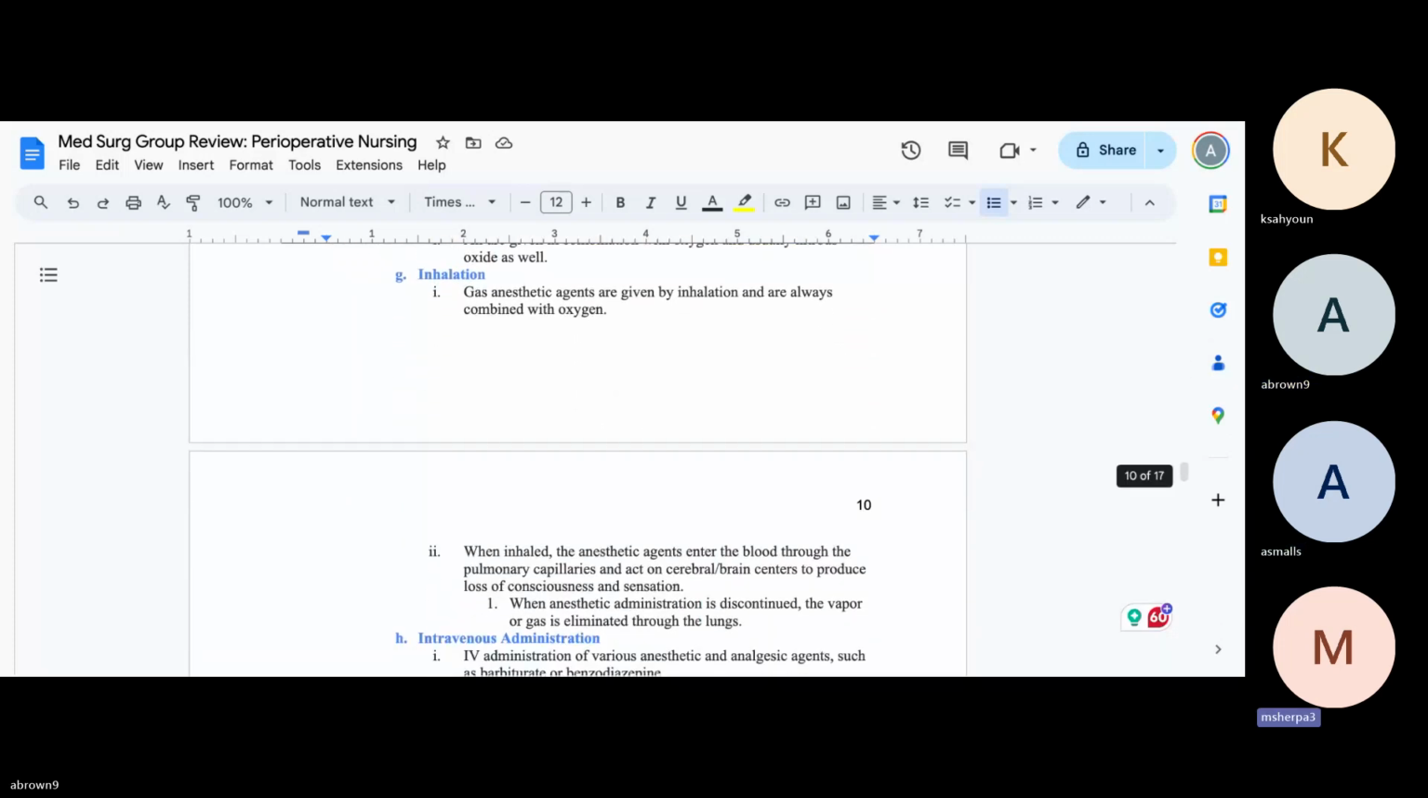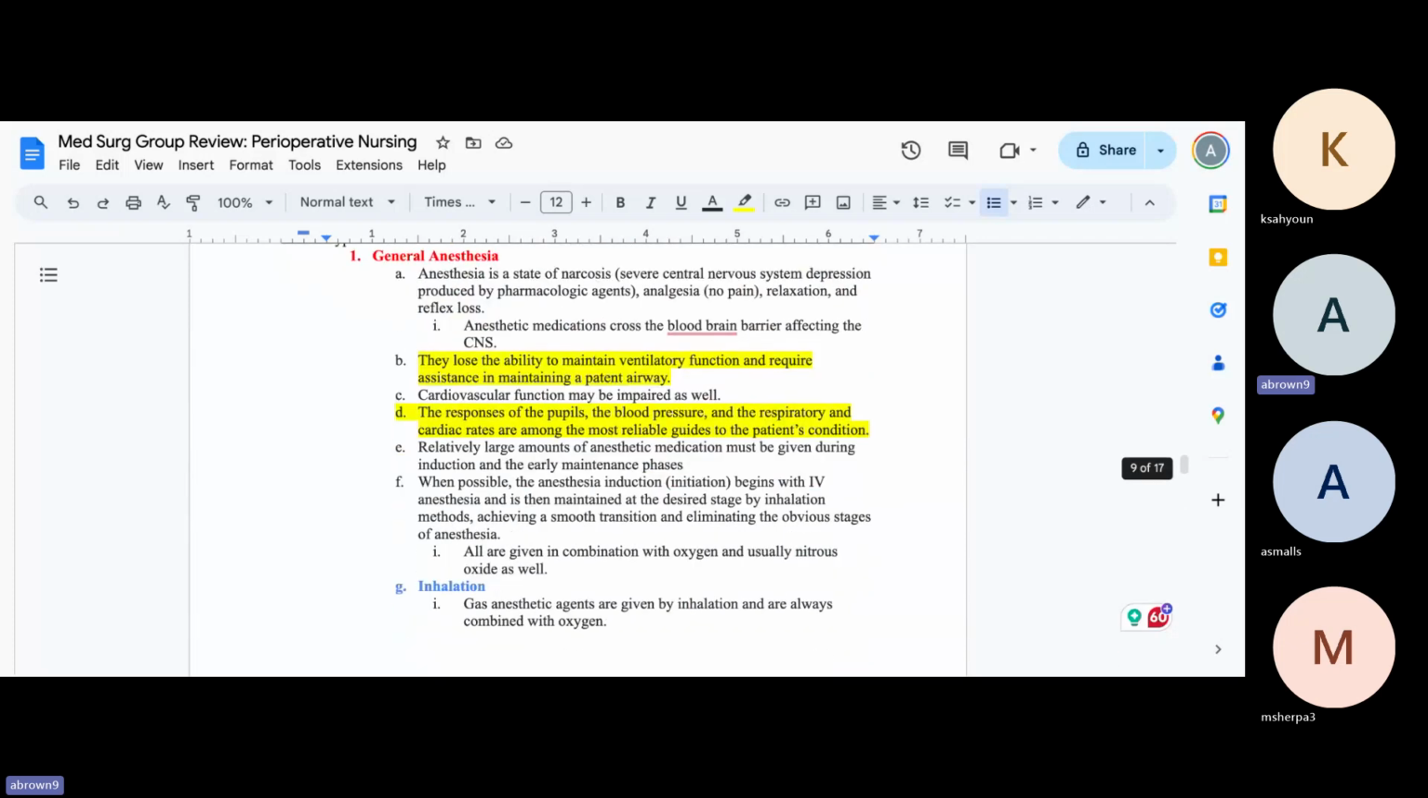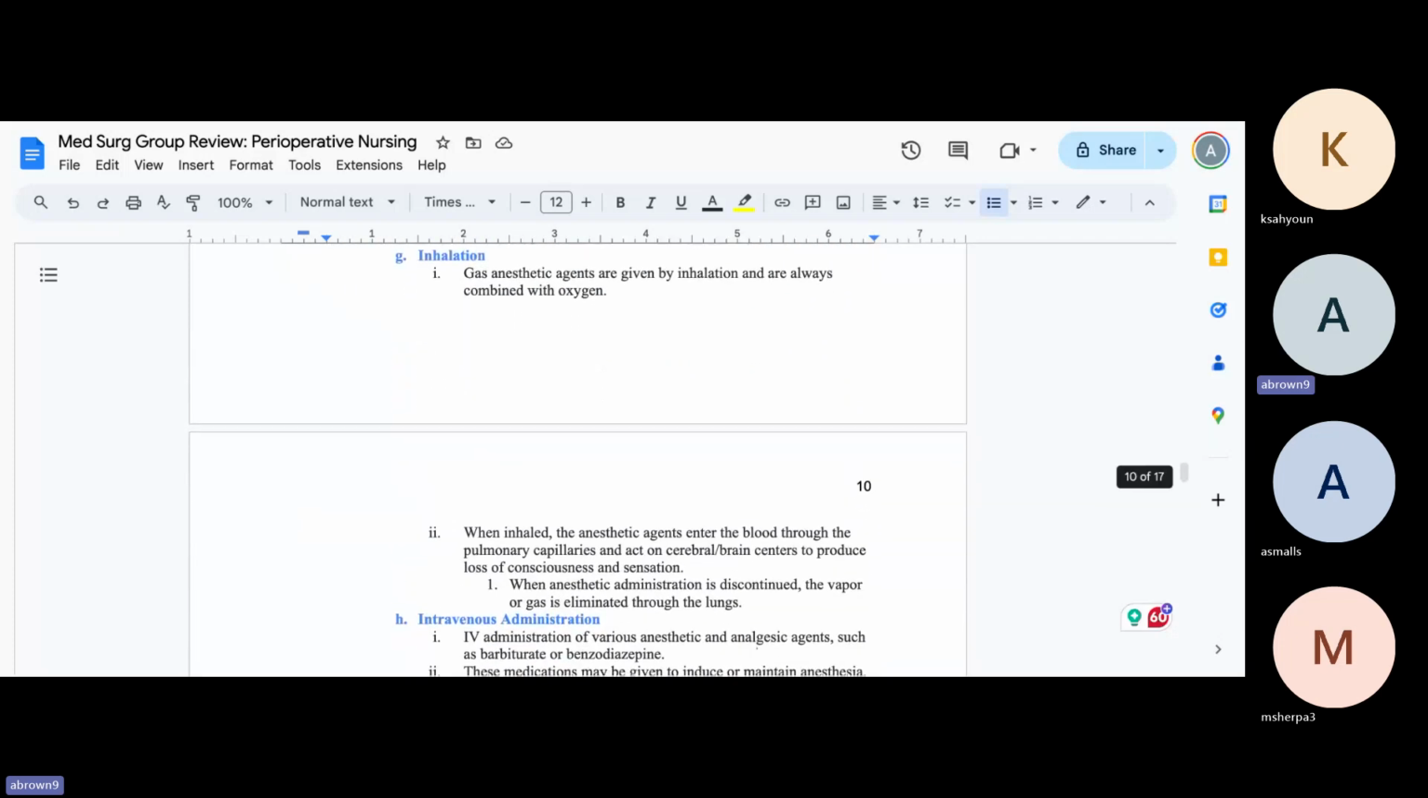Okay. All right. So inhalation is a part of general anesthesia. This is a gas anesthetic agent given by inhalation and always combined with oxygen. When inhaled, the anesthetic agents enter the blood through the pulmonary capillaries and act on the brain centers to produce a loss of consciousness and sensation. When anesthetic administration is discontinued, the vapor gas is eliminated through the lungs. So this one is pretty simple. It's going to enter through the lungs, and then when the surgery is over and anesthesia is discontinued, it's going to exit through the lungs.